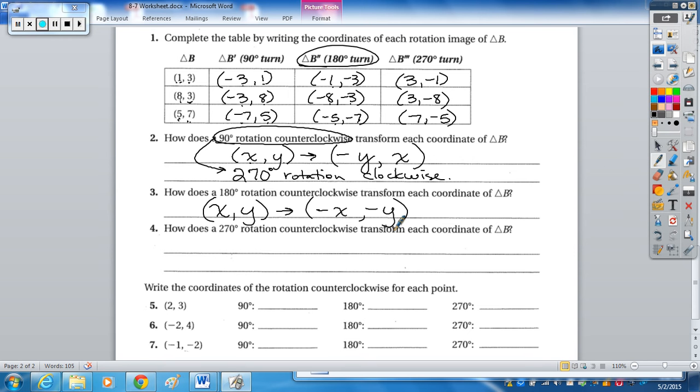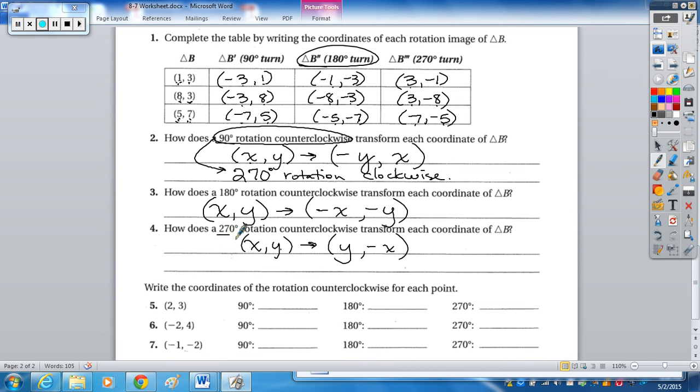Number 4, 270-degree rotation counterclockwise. If we start with x comma y, this time we're comparing this column to this column over here. What we see here is this. We have a 3 and a 3, a 3 and a 3, and a 7 and a 7. So the y switches with the x. Okay, it now becomes the x coordinate. I have 1 and -1, 8 and -8, 5 and -5. So the x value just becomes the negative. Okay, and that would be a 270-degree rotation counterclockwise.